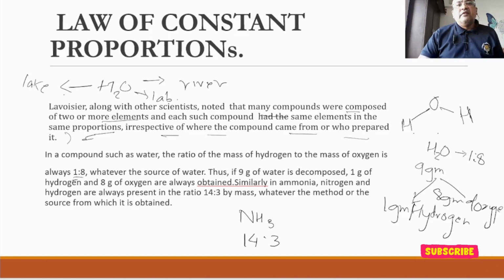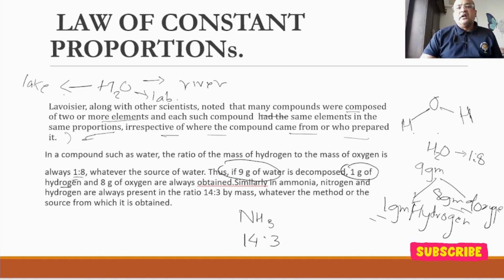So if we decompose 9 grams of water, what will happen? We will get 1 gram of hydrogen and 8 grams of oxygen. See here, 1 gram of hydrogen and 8 grams of oxygen. Similarly, if we decompose ammonia, what will we get? We'll get 14 grams of nitrogen and 3 grams of hydrogen.